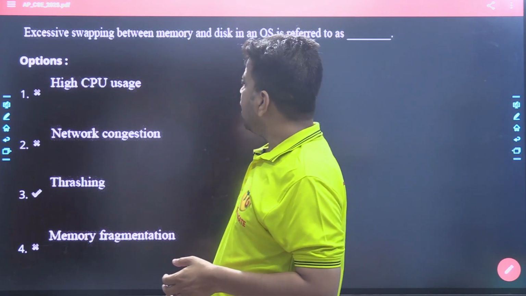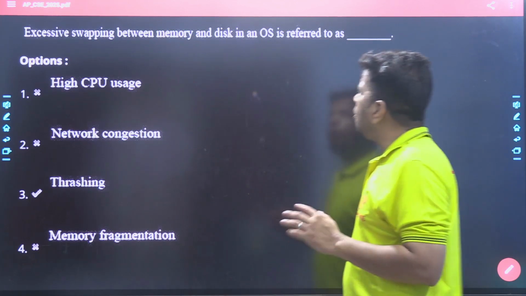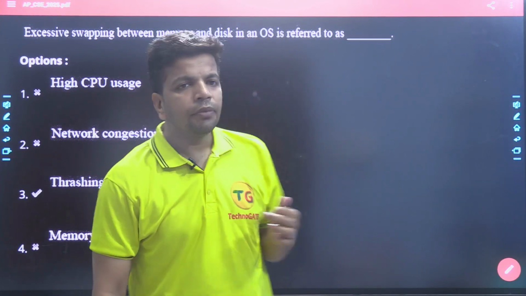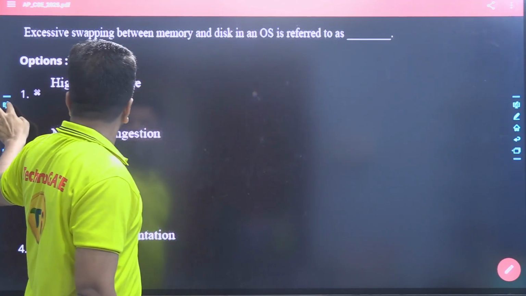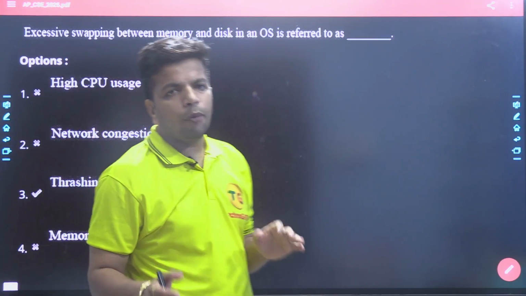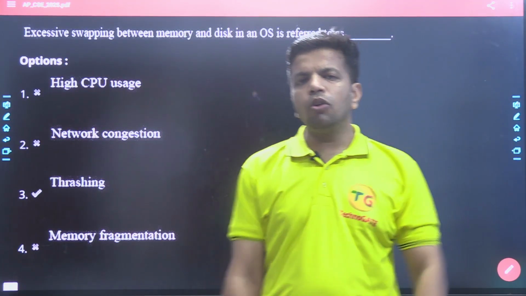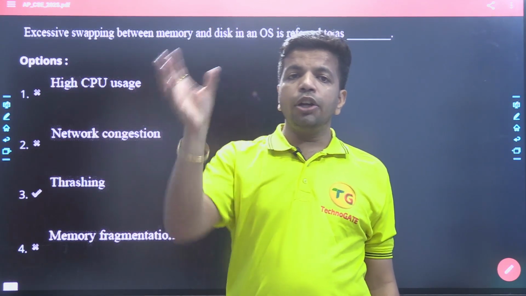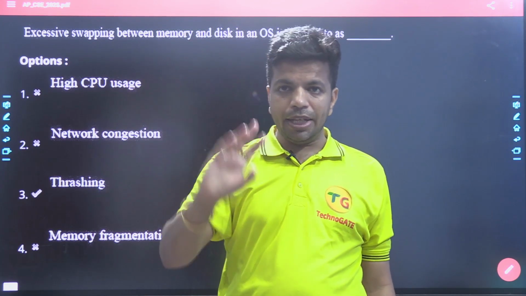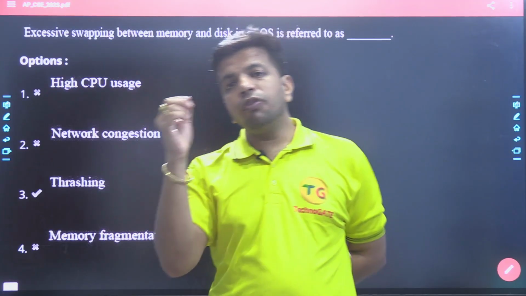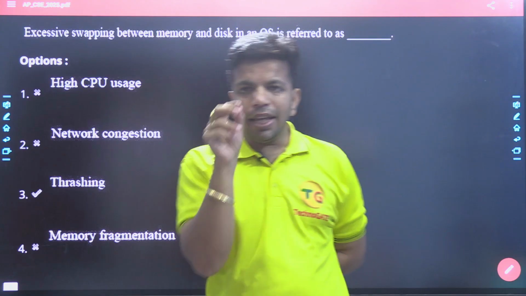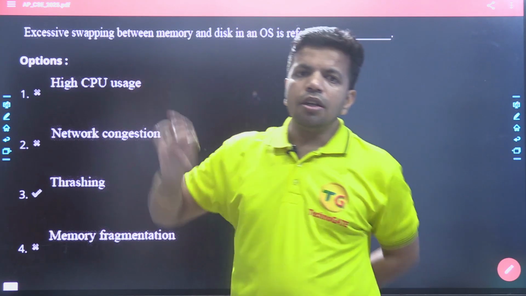Exclusive swapping between memory and disk of an operating system is referred to as what? See here, what exactly are we doing? We are not going to store the whole program in memory, because we have a limited amount of memory. So only the required pages are stored in memory. That is called demand paging. Whenever there is a demand for a new page, we load that new page into memory, and we can swap out an existing page to the secondary memory.